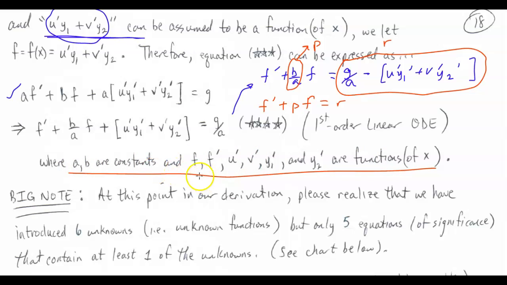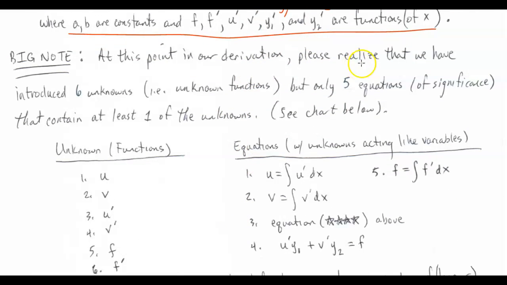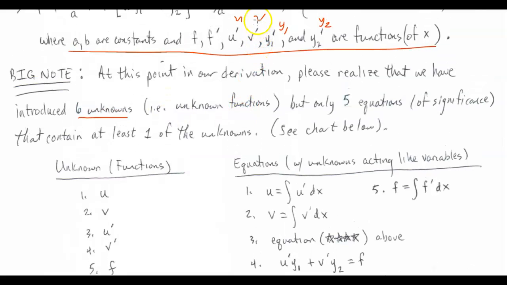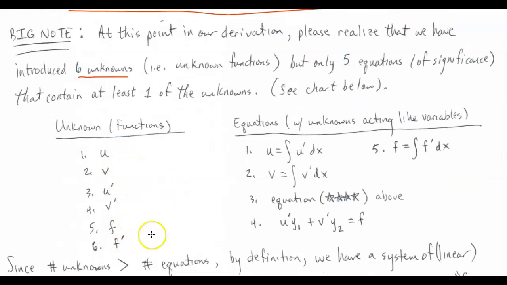So we know that a and b are constants. We have f prime, u prime, v prime, y1 prime, y2 prime. And of course, we have corresponding y1 and y2 that are known and go along with that. And we have u and v that go along with these that are not known. Okay. And so at this point in our derivation, please realize that we have introduced 6 unknowns. Okay. And of course, you can see them up here. 1, 2, 3, 4, 5, 6. I've listed them down here to be very clear.